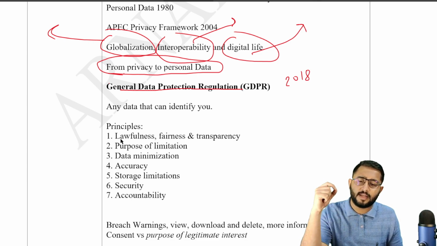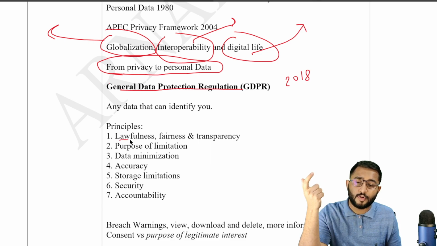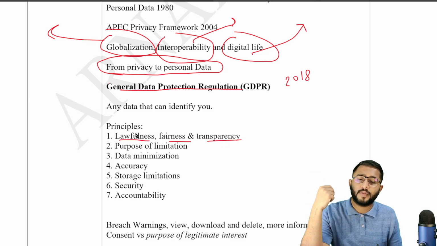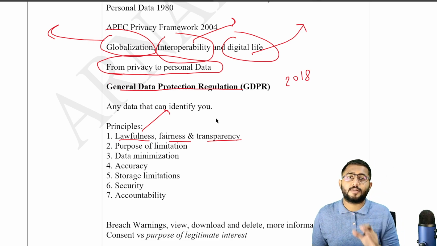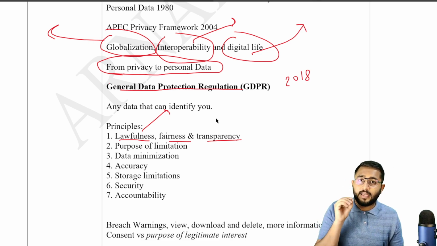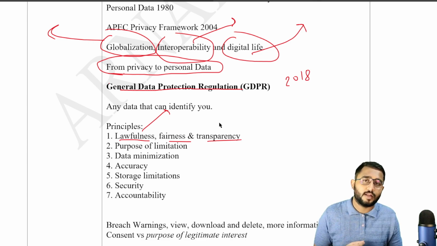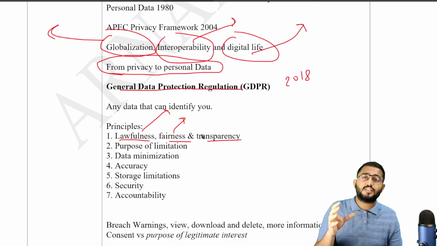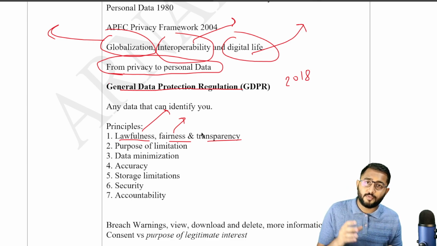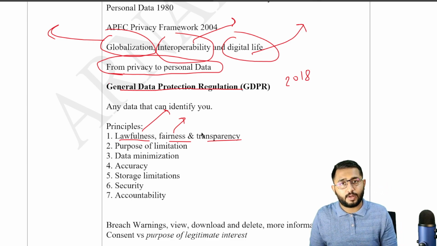So the first principle was lawfulness, fairness, and transparency. It says, जो भी data collect हो रहा है, there should be a legal precedent behind that. There should be a legal provision under which the data is being collected. It should be collected through fair means. जो चीज़ बोल के collect किया जा रहा है वही चीज़ के हिसाब से मैं collect करवा रहा हूँ.